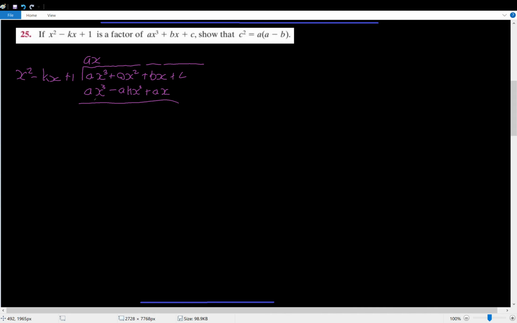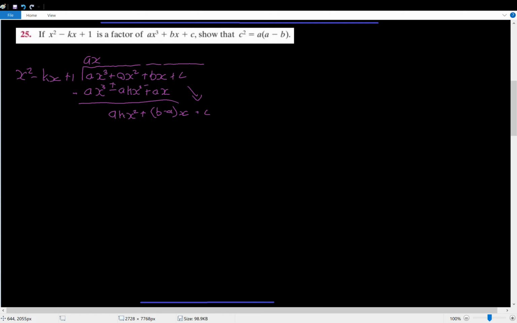Now we draw a line and change our signs, so this becomes a minus, this becomes a plus, and this becomes a minus. So ax cubed minus ax cubed is 0. 0x squared plus akx squared is akx squared. And bx minus ax becomes (b minus a)x. And then we take down our plus c.